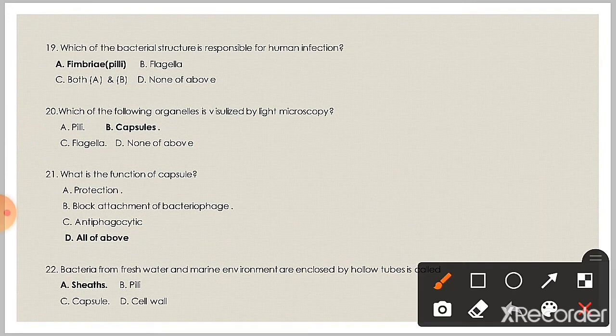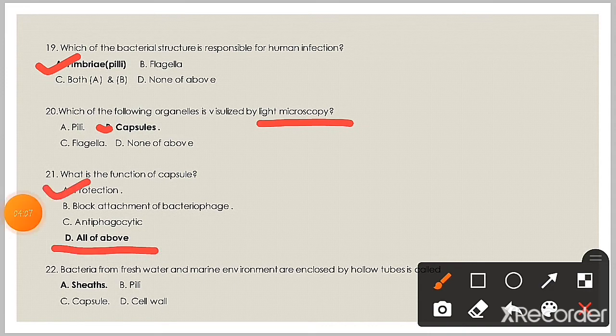Question 19. Which bacterial structure is responsible for human infection? Option A, fimbriae pili. Question 20. Which of the following organelles is visualized by light microscopy? Option B, capsule. Question 21. What is the function of capsule? D, all of above: protection, block attachment of bacteriophage, and anti-phagocytic.